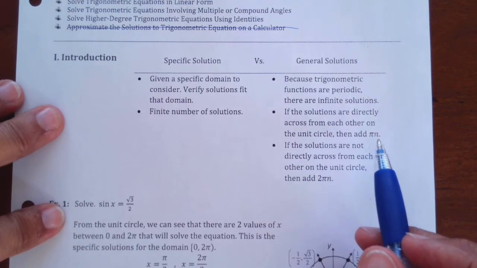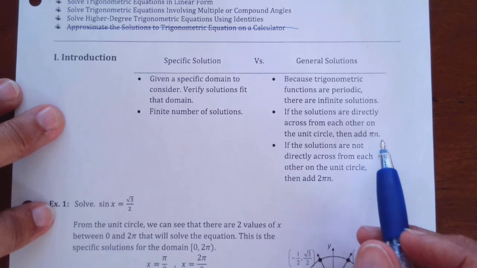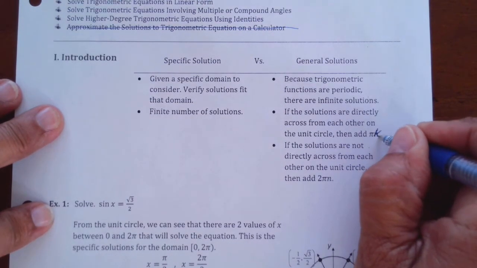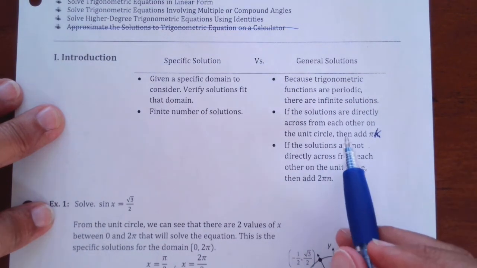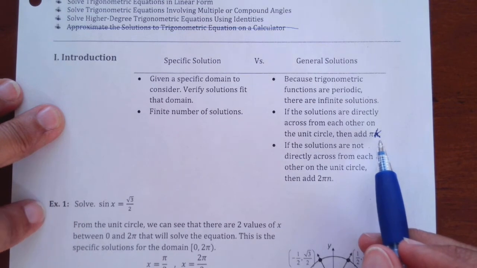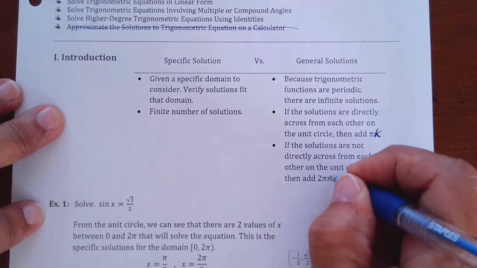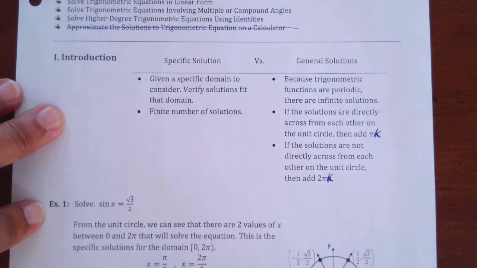If your solutions are directly across from each other, we'll talk about that soon, then you're only going to add pi k. I'm going to change this because n just gets mixed up in the problem for me. And remember when we did our domain from the graphing, we used pi k. Remember we added k? So I'm going to change that to k only because it stands out a little bit more. So if your solutions are directly across from each other, we're going to add pi k to your answer. And if the solutions are not directly across from each other, then you're going to add 2 pi k. Okay? So change those to k's.